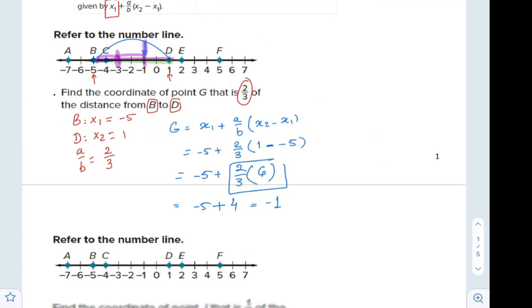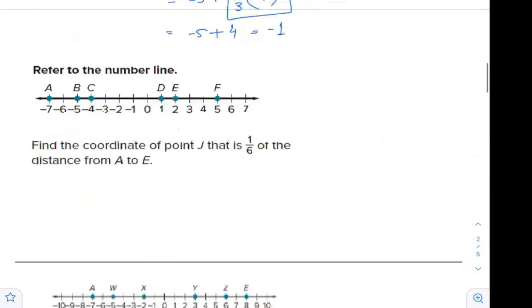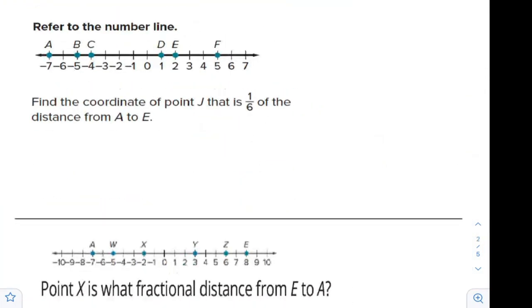Let's refer to the number line here. Find the coordinate of point J. I'll change the color. That is 1/6 of the distance from A to E. So A is your x1, E is your x2. Where is A? It's at -7. Where is E? It is at 2.